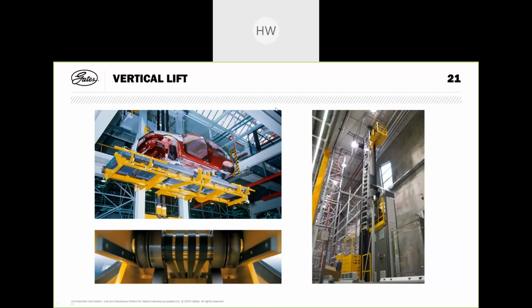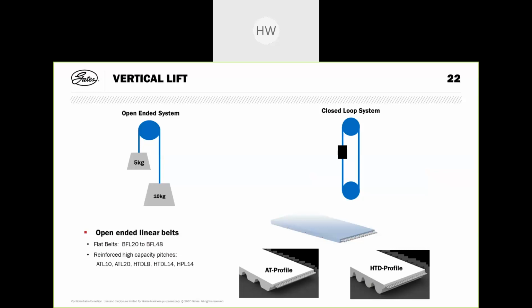So vertical lift, some applications you can see in automotive plants, in scissor tables where your hydraulics is not applicable, or in intralogistics, warehouse, automatic warehouse systems. We have two applications in vertical lift. It's the open-end system with weight and counterweight, or the closed-loop system.